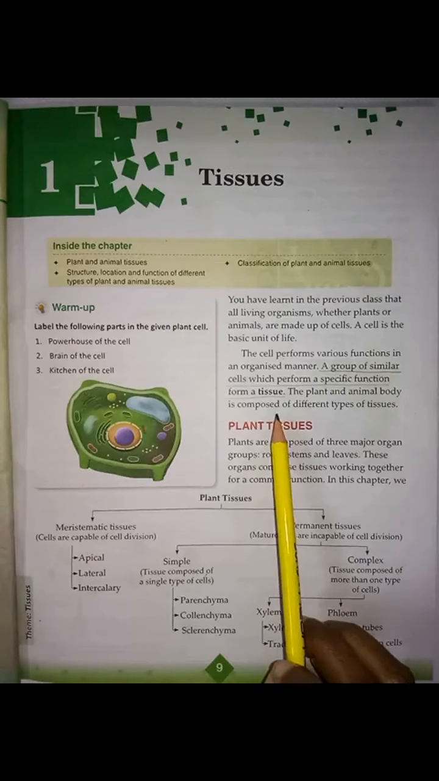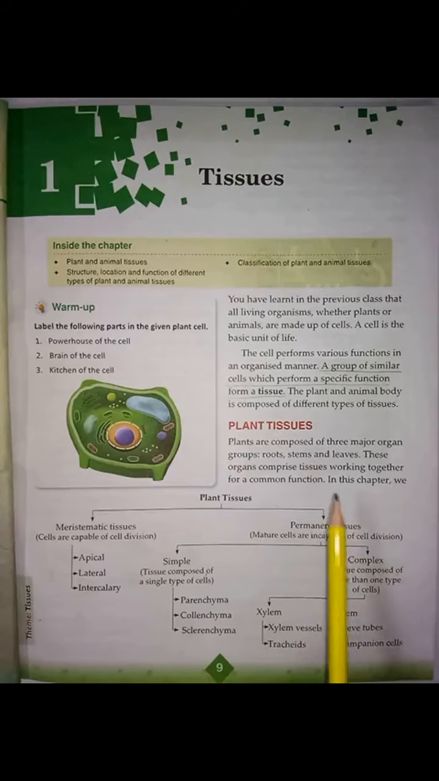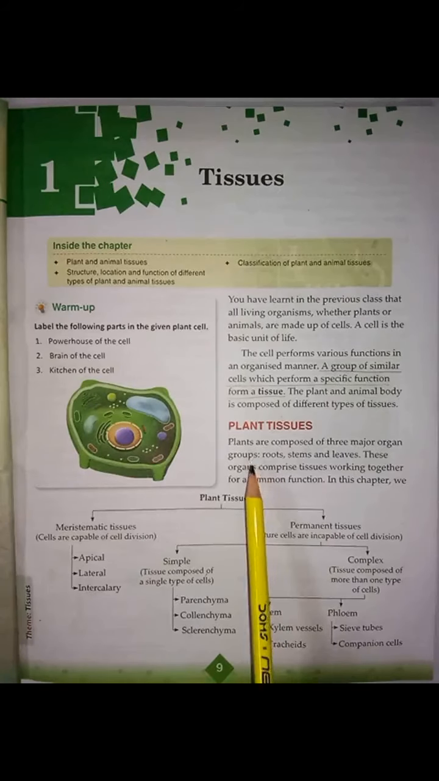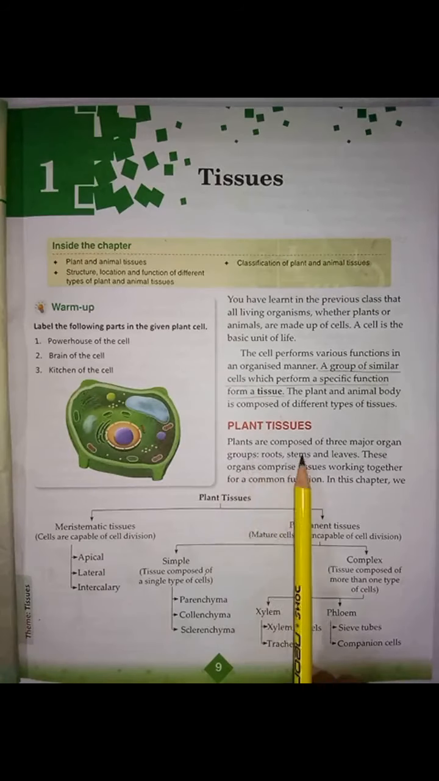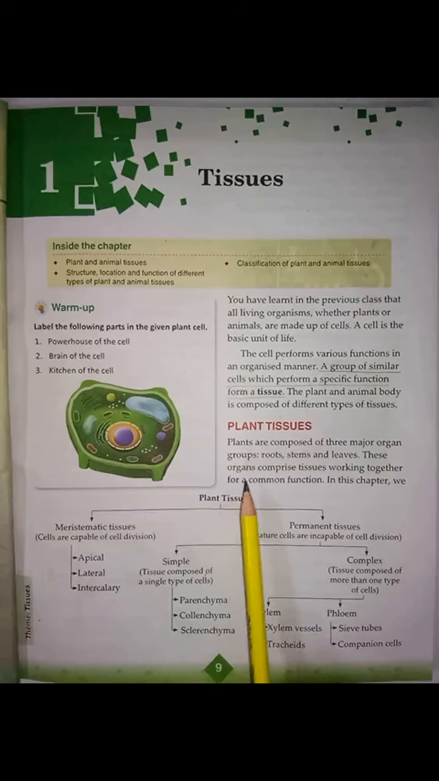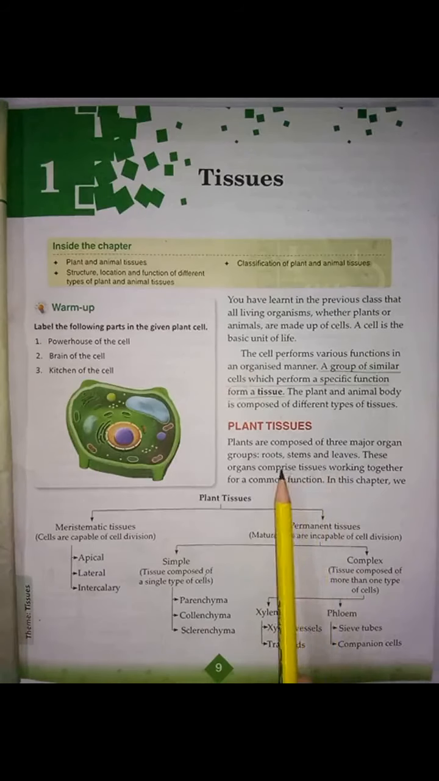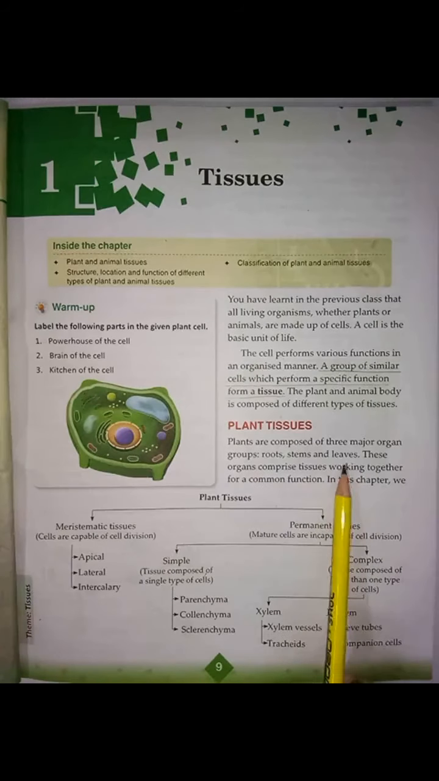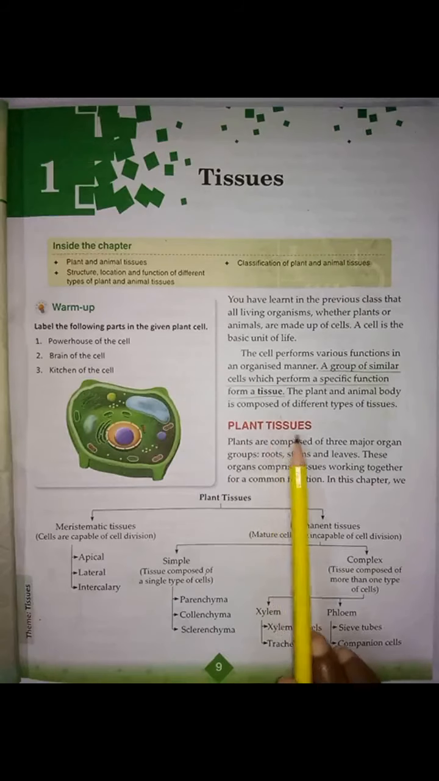Now all the living bodies, whether plant or animals, are all composed of tissues. Now in this chapter, we are first going to learn about plant tissues and then about animal tissues. So starting with plant tissues. Plant tissues are basically found in the roots, stems and leaves. Now what are these roots, stems and leaves? They are the parts of a plant. So we can say that all the plants are made up of plant tissue.